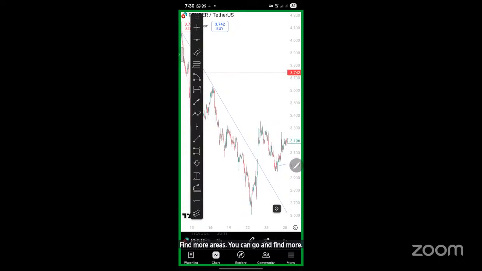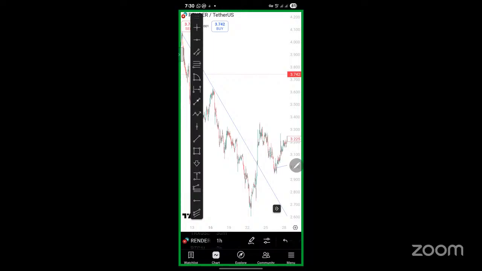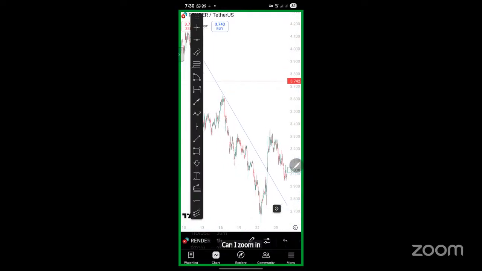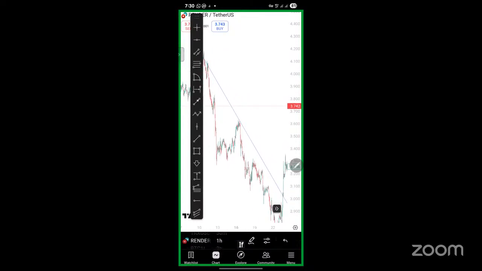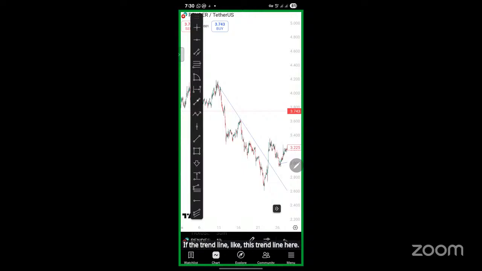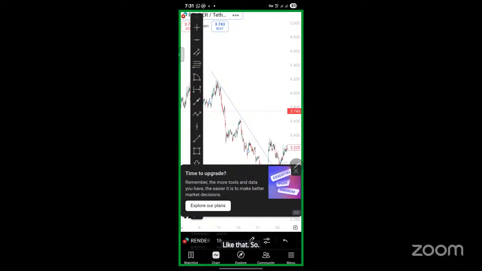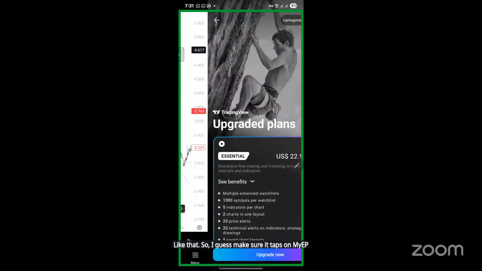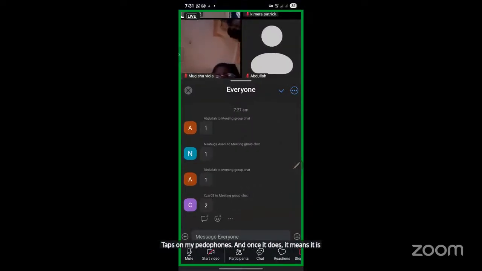You can even zoom in and see these areas. So you can zoom in here and find those areas. If the trend line, like this trend line here, let me change it and take it a bit like this. So I just make sure it taps on my 3 points. And once it does, it means it is valid.